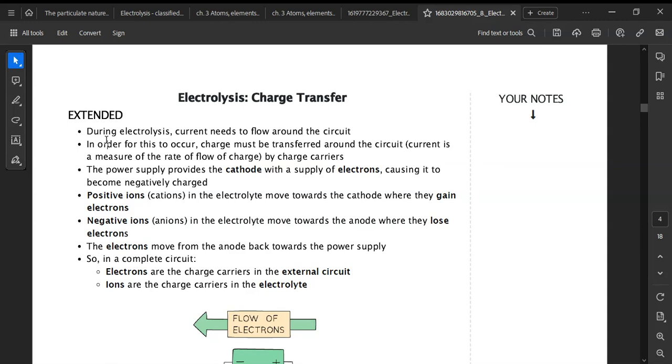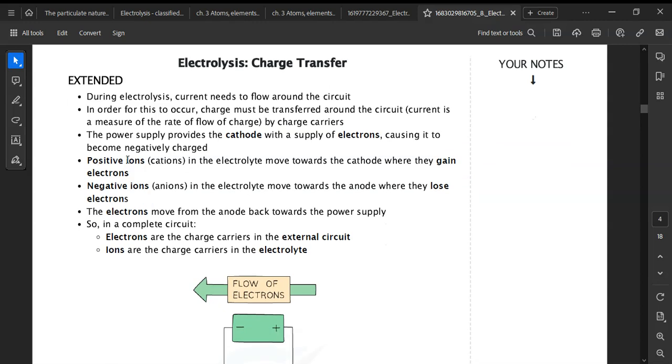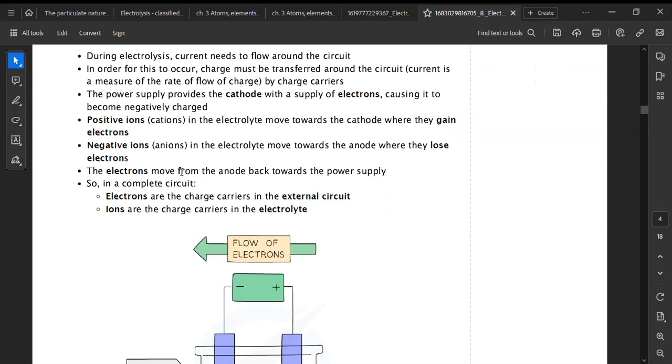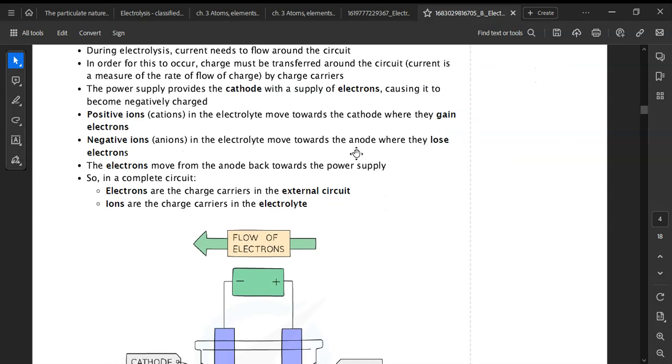The power supply provides the cathode with a supply of electrons, causing it to become negatively charged. As we discussed, cathode is a negatively charged electrode. Positive ions, cations, in the electrolyte move towards the cathode where they gain electrons. Negative ions, which are anions, in the electrolyte move towards the anode, the positive electrode, where they lose electrons. The electrons move from the anode back towards the power supply.